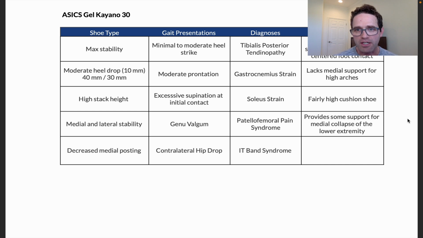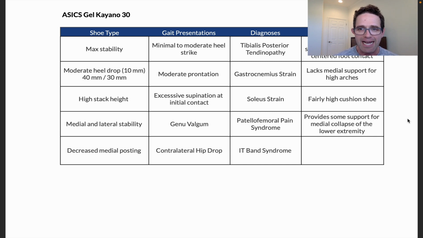So what are some of the pros and cons of the shoe? Well, it has both medial and lateral support, which is great. That's going to lead to a more centered foot contact. And compared to the years past, the Asics Gel Kayanos were very, very medially driven, meaning they had a lot of medial support. Now with some of that lateral support, it's a little more centered.